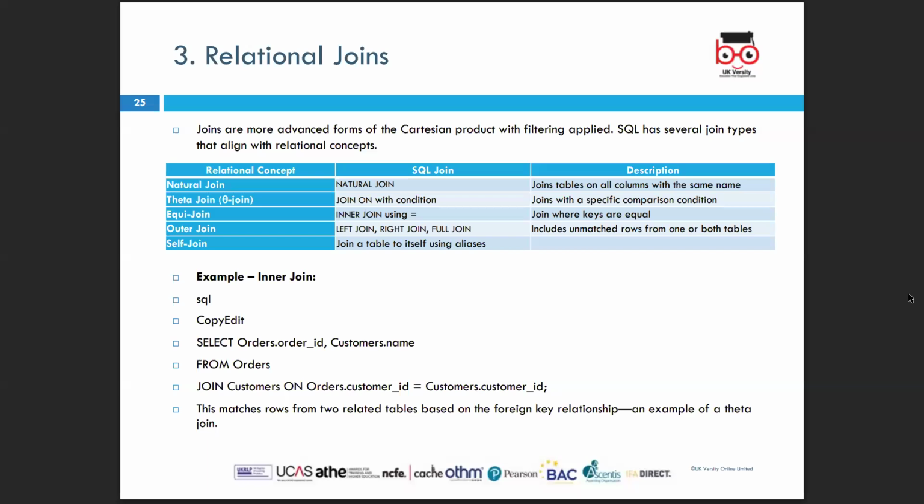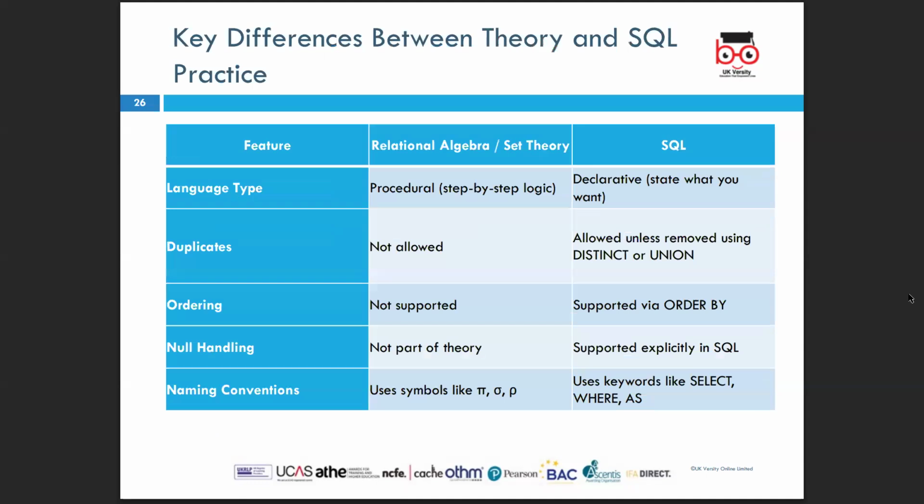Relational joins. So joins are a more advanced form of the Cartesian product with filtering applied. SQL has several join types that align with relational concepts. So the key difference between theory and SQL practice. So we have features, relational algebra, set theory, and SQL.